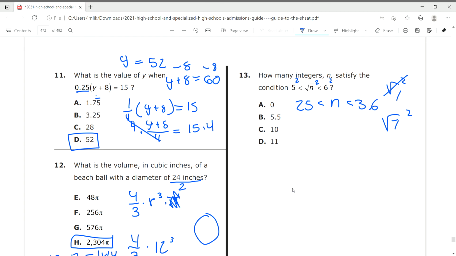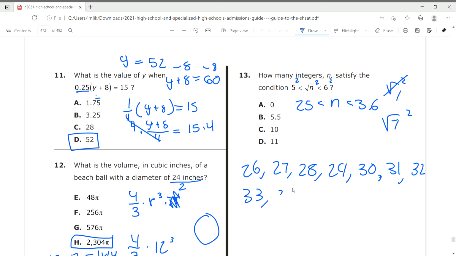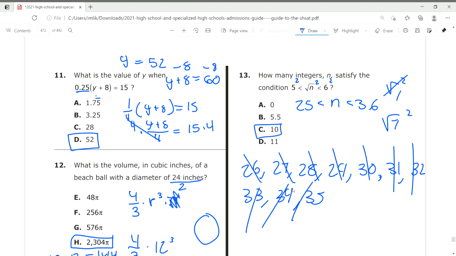So what numbers are between them? 26 is, 27 is, 28 is, 29 is, 30 is, 31 is, 32 is, 33, 34, and 35 is. So this is 1, 2, 3, 4, 5, 6, 7, 8, 9, 10. So 10 numbers are in between them. And you don't have to square root them, because even if you were to square root them, they'd still be in between them. It is what it is.